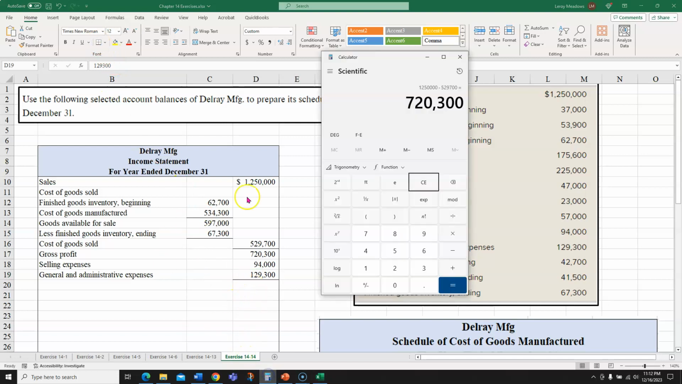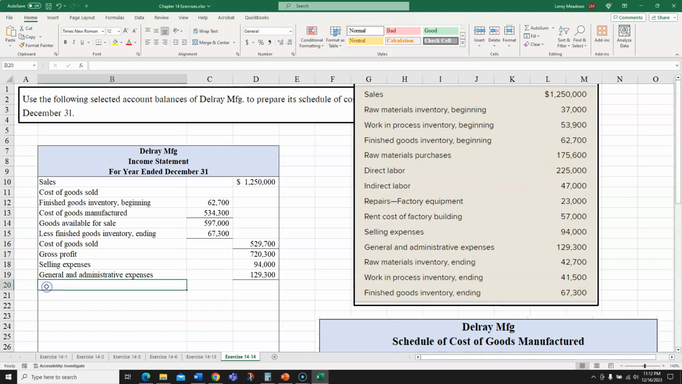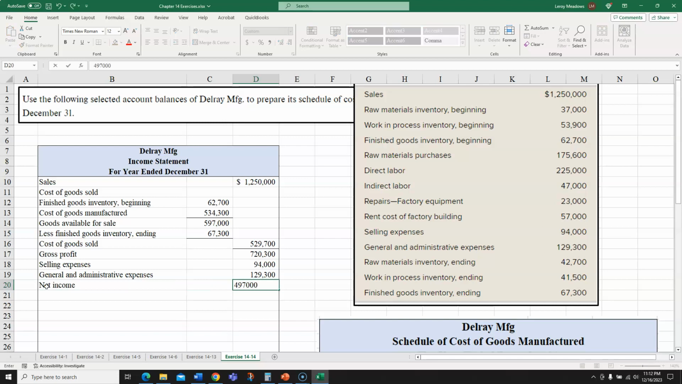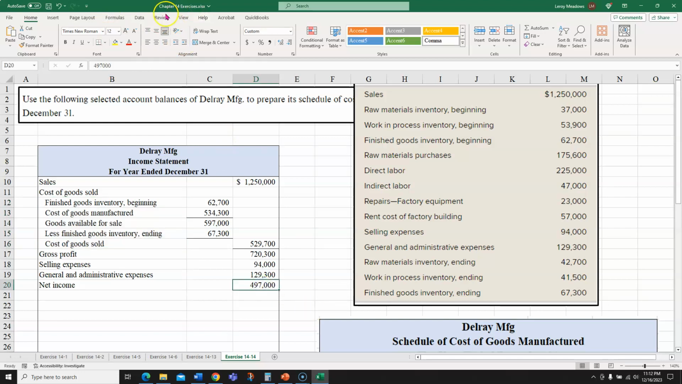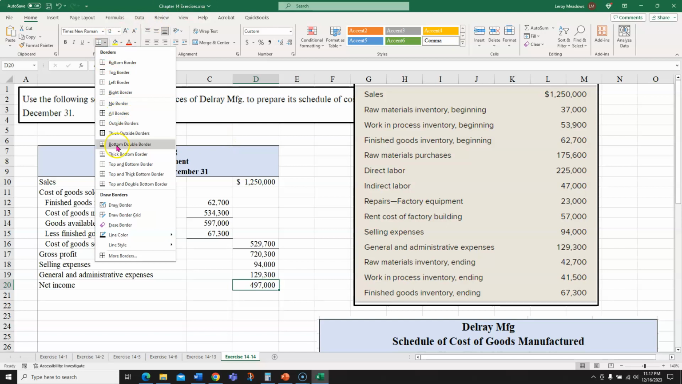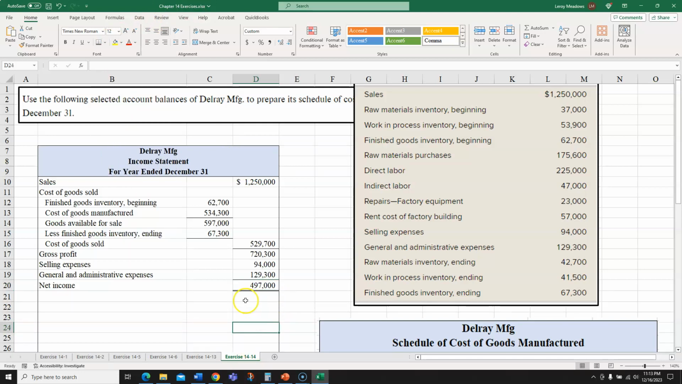So when I take my gross profit and subtract out my 94,000 and subtract out my 129,300, that leaves me with net income of $497,000. So net income of $497,000. And let me just finish this, put the two lines underneath of it to show that it's a final number. And so that is my income statement.